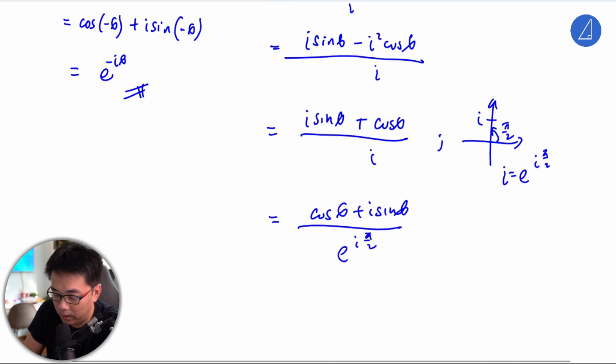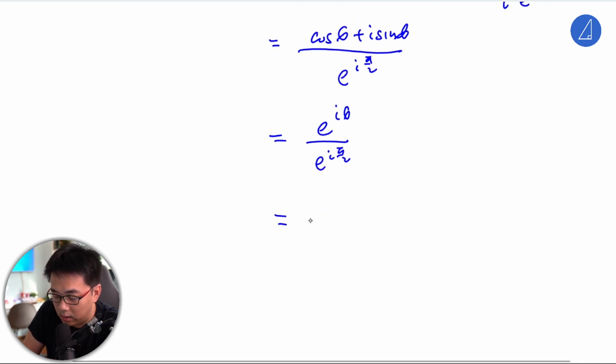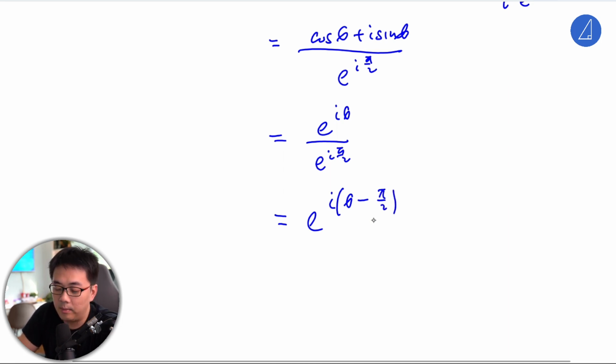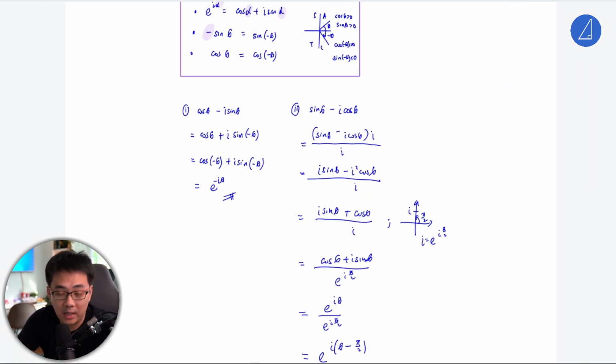The top will be e^(iθ) over e^(iπ/2). So by using the rule of indices, it shouldn't be an issue. e^(iθ) divided by e^(iπ/2) will just be the powers minus each other. Okay, so that is part 2 done.